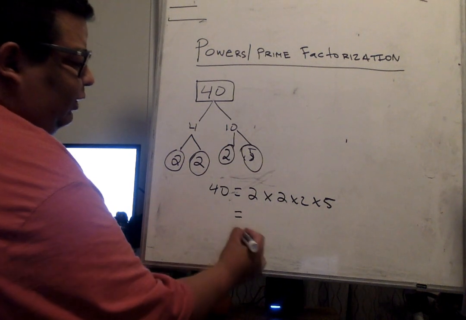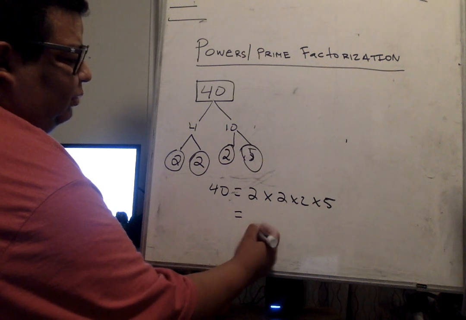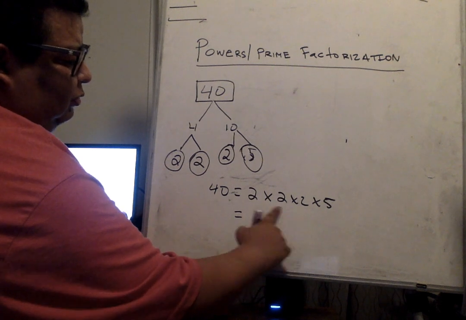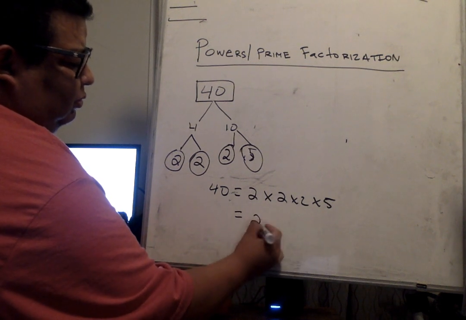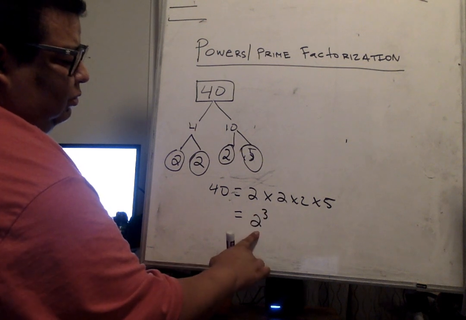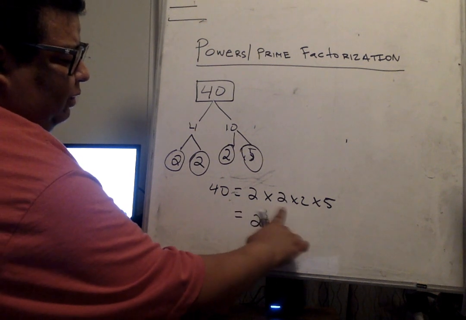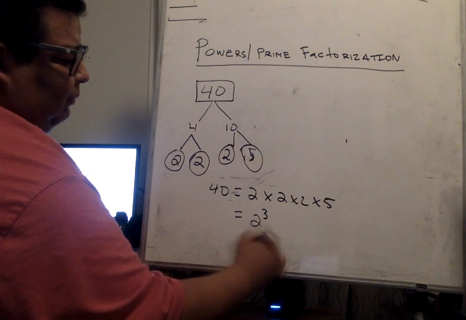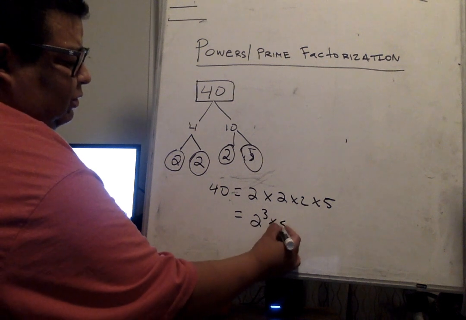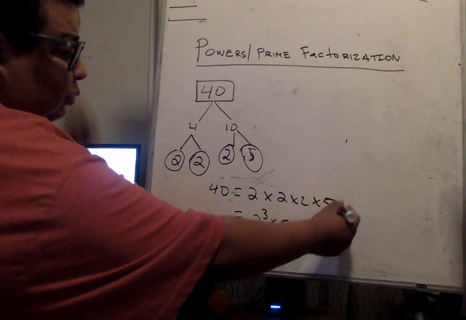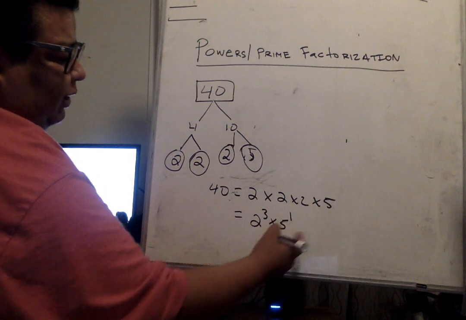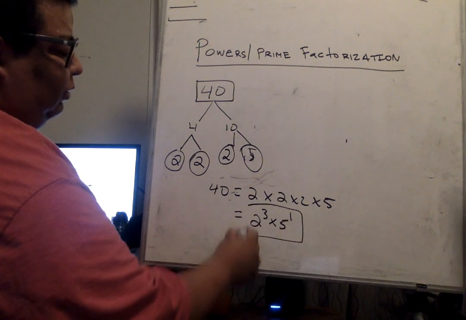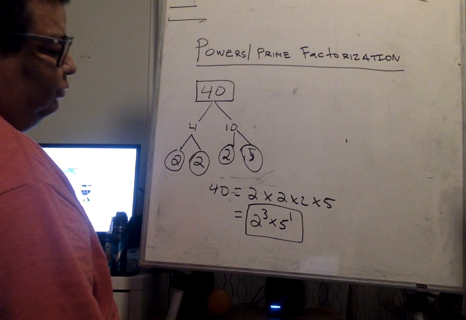You can also write 40 in exponent form, as power form, because look, you have three 2's multiplied together, so you can write 2 to the 3. So basically the 2, and then how many times each factor is repeated. The factor 2 is repeated 3 times, so you put an exponent of 3. Now 5 stays by itself because there is only one 5, so you can put a 1 or you can leave the 1 out. So now this is the power prime factorization of 40.